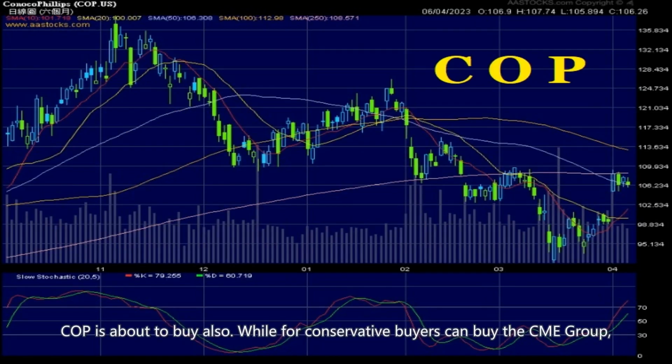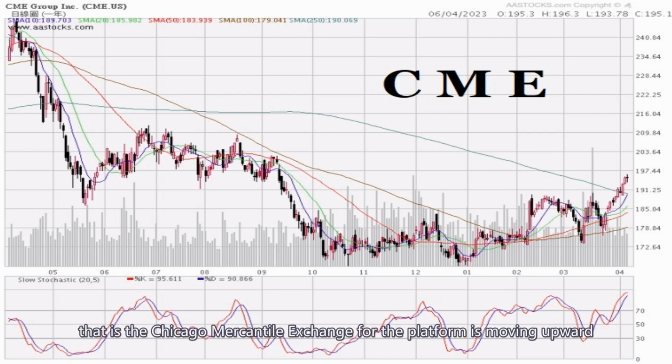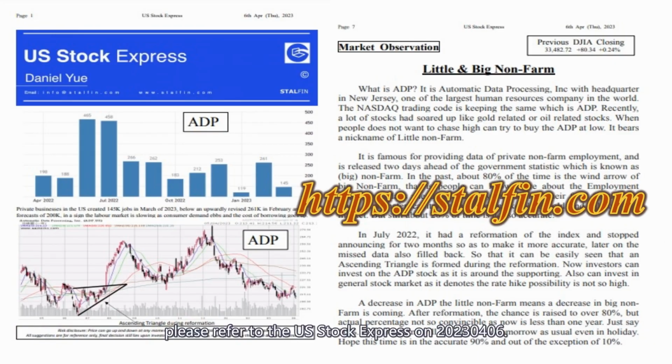Conservative buyers can buy CME Group, that is the Chicago Mercantile Exchange, for the platform is moving upward, and the best time to buy is before the advent of the bull market. Or buy the ADP, which is known as the little non-farm, as it dropped to the previous support of the reformation of the index. Please refer to the US Stock Express on 2023-04-06.